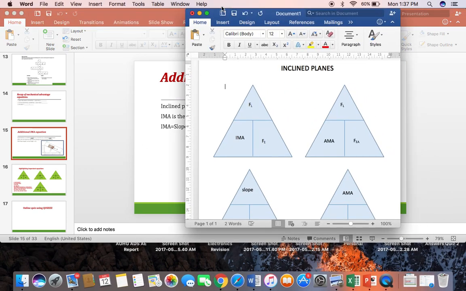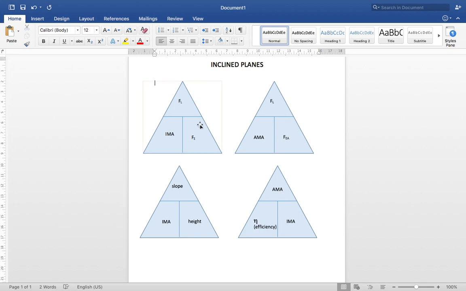Now, I'll go back to the slide here that I've made for you. So these are the 4 triangles you need to memorize for inclined planes. This guy here is the only new triangle, new formula. You can find the IMA by dividing the slope over height. The other 3 triangles you are familiar with. So IMA is FL over FE, AMA is FL over actual effort force, and efficiency is AMA over IMA.